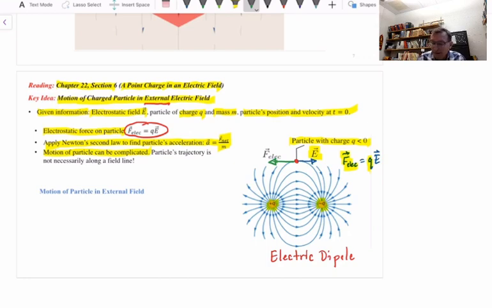But warning, that doesn't mean that its trajectory will follow this field line. A lot of people want to say that. No, not necessarily. The trajectory will probably be more complicated than that.